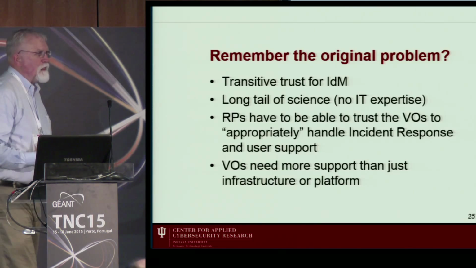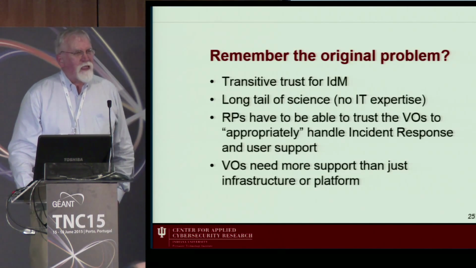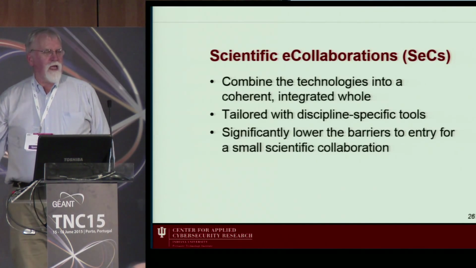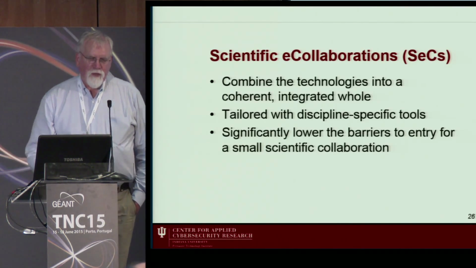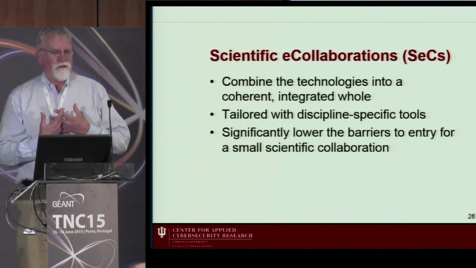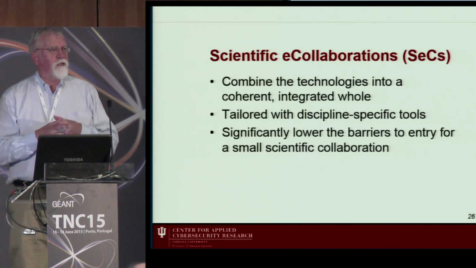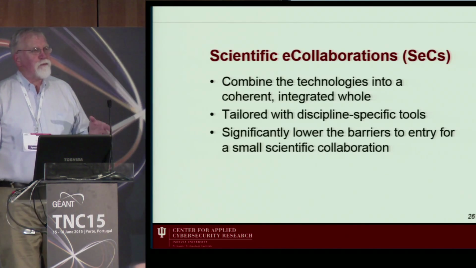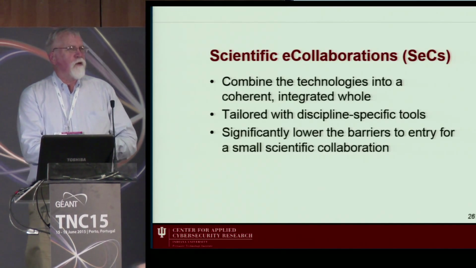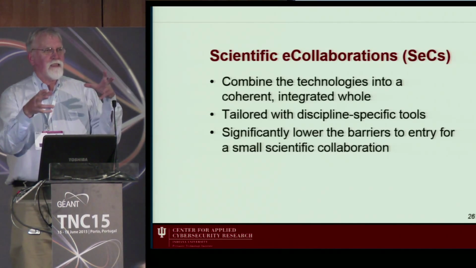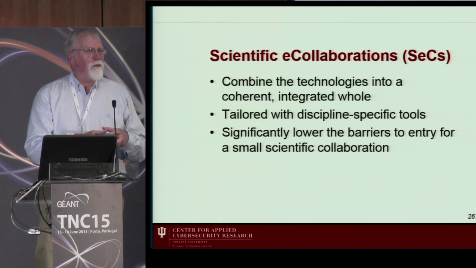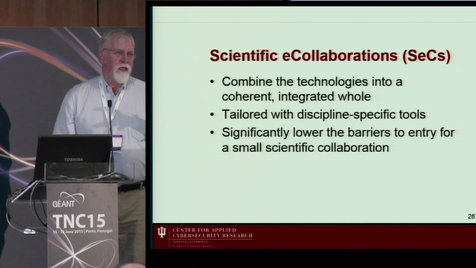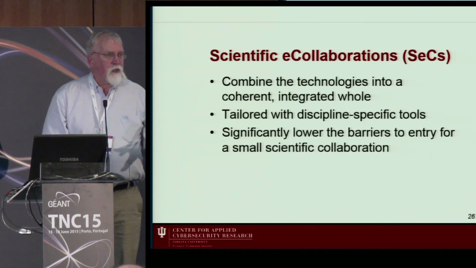So the VOs need more support than just infrastructure or platform. So this is where the scientific e-collaborations come in. We combine these technologies that we've talked about into some sort of coherent, integrated whole. We tailor that with discipline-specific tools, and it significantly lowers the barriers to entry. So think about it basically as sort of a VO or environment in a box where you can just instantiate it. This is sort of like the goal that Nectar has in Australia.